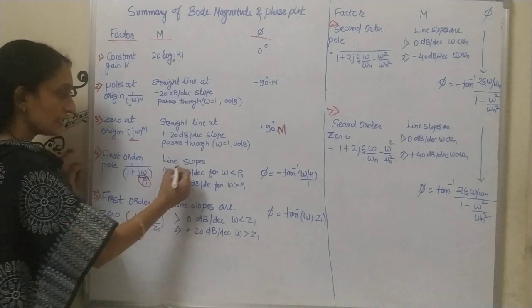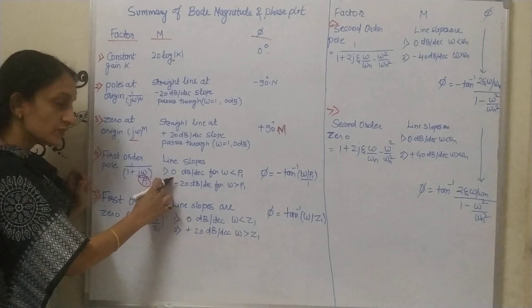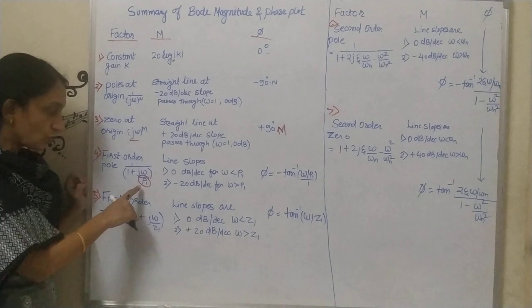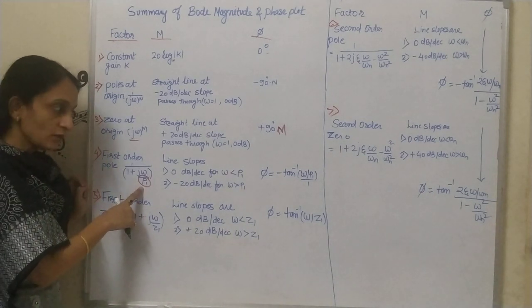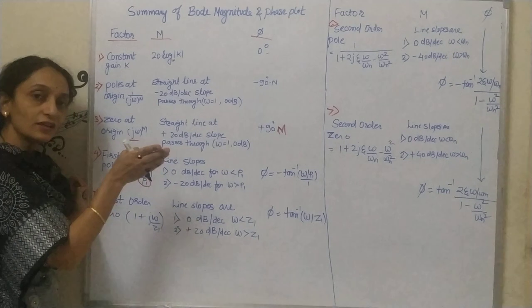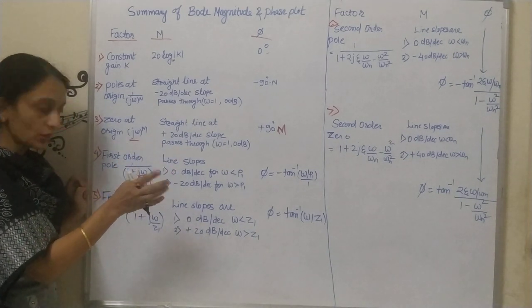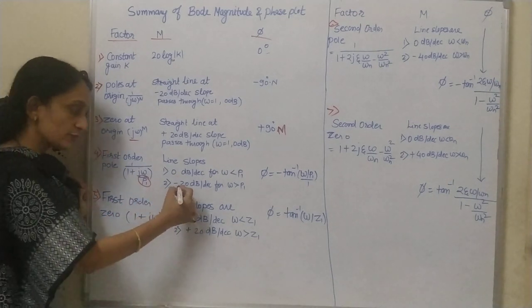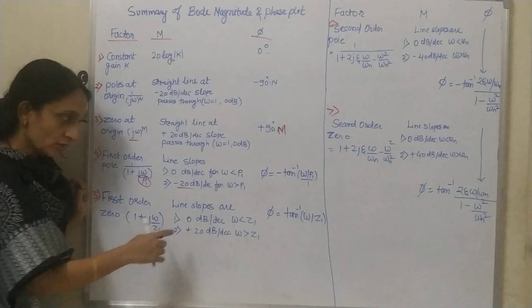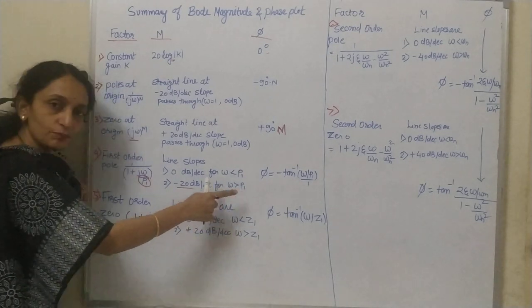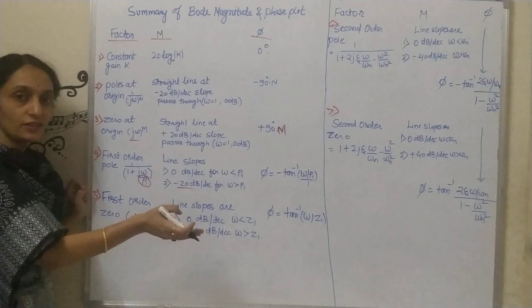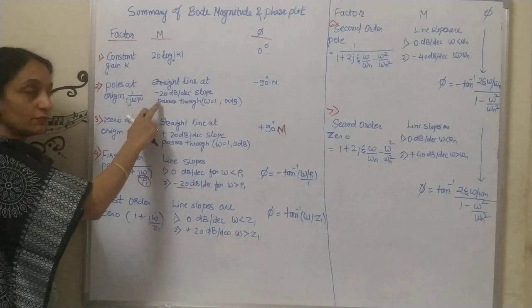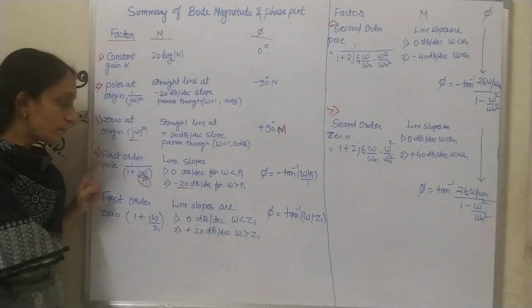Here look at the line slopes. What I have written: 0 dB per decade for omega less than P1. So before this P1, you will get a line slope of 0 dB per decade. Then next, look at this. Here I told you that one pole contributes a line slope of minus 20 dB per decade. So above this, for omega greater than P1, the line slope will be minus 20 dB per decade. Here you know that you get directly minus 20 dB per decade for the pole, and for a zero it will be plus 20.